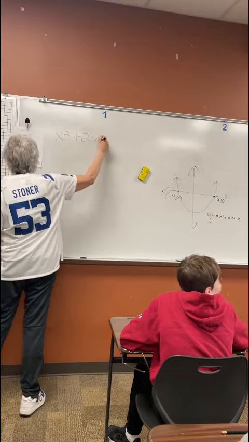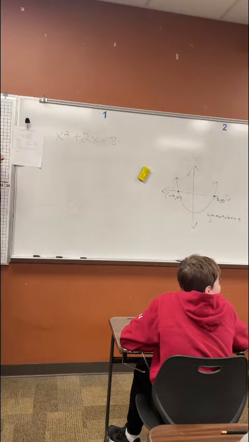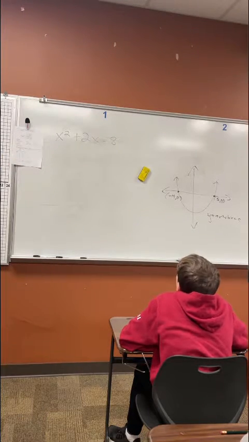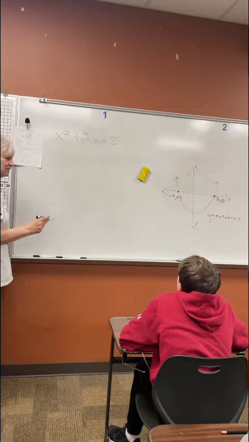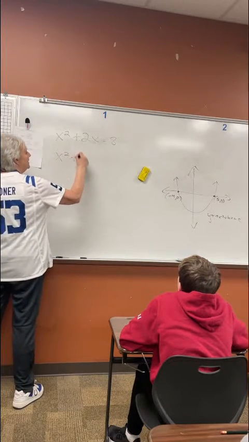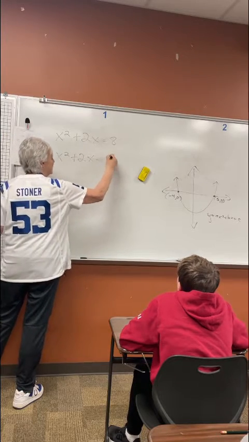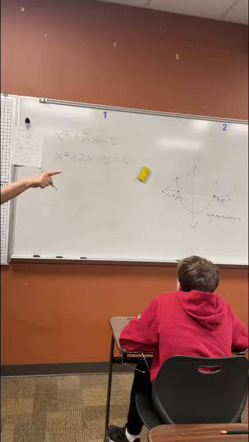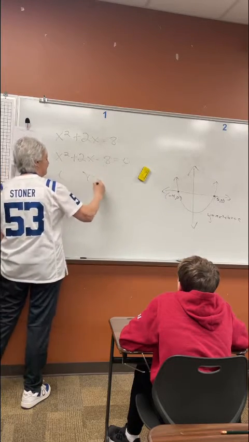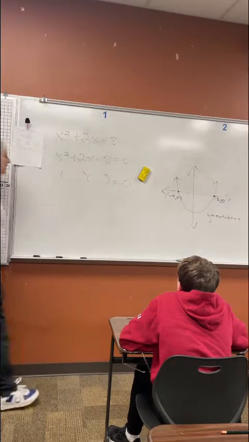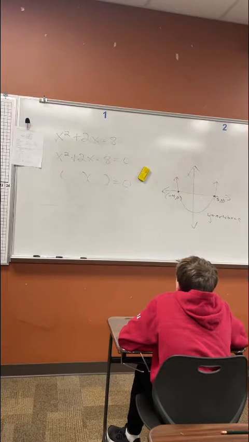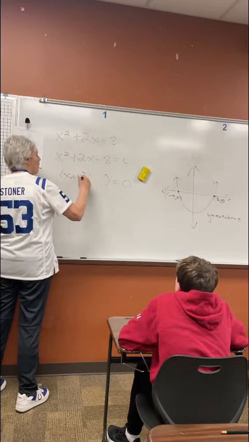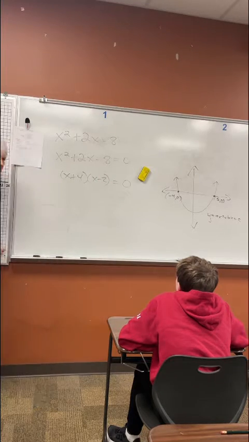What do I do here? Subtract 8. You have to have it in standard form first. X squared plus 2x minus 8 equals 0. Now we're going to find x. Can anybody factor that for me? It can be factored. X plus 4, x minus 2.